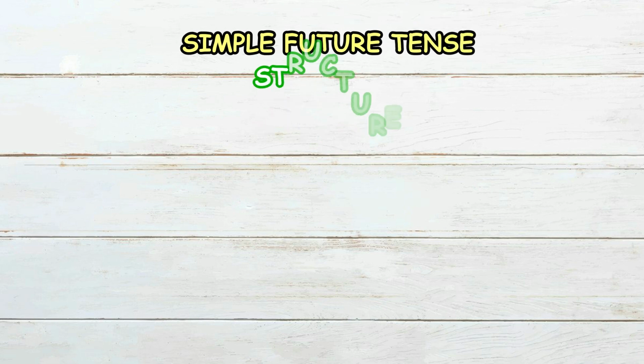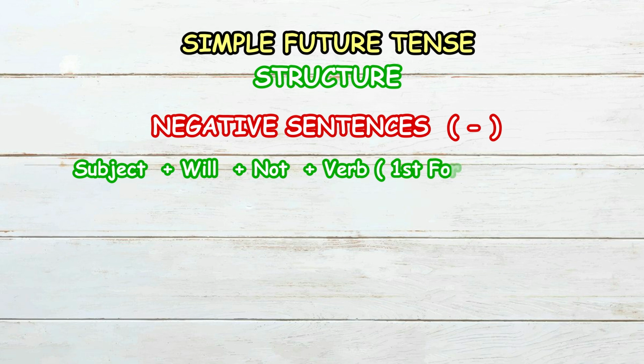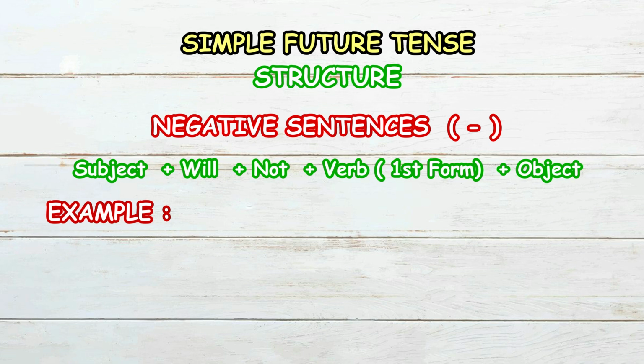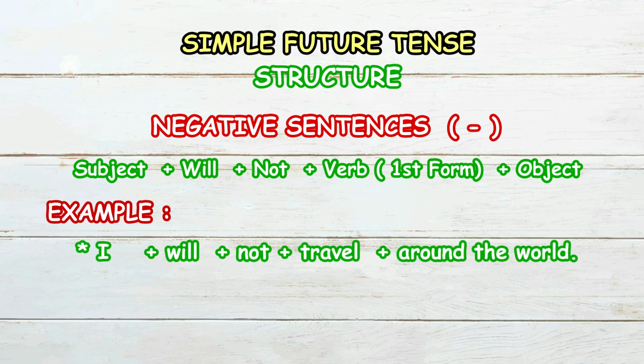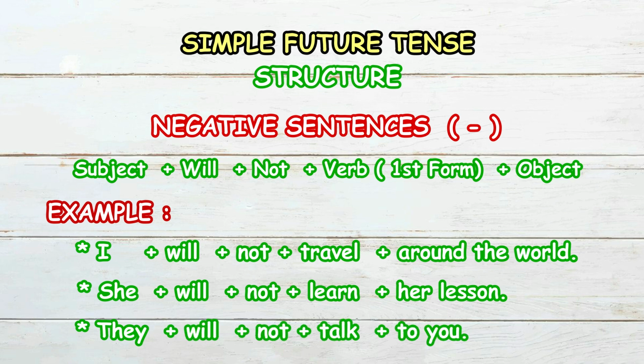Let's check out simple future tense structure in the negative sentences. We need to have a subject, will plus not plus verb first form plus an object. Check out the examples. I will not travel around the world. Or she will not learn her lesson. Or they will not talk to you. So in all these examples, we have used will not with the first form of the verb.